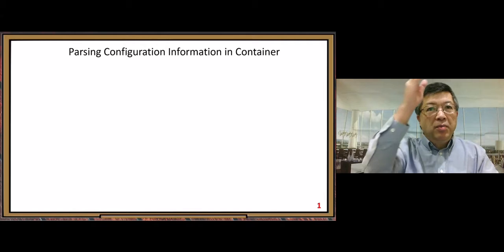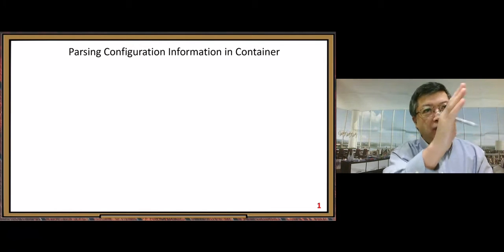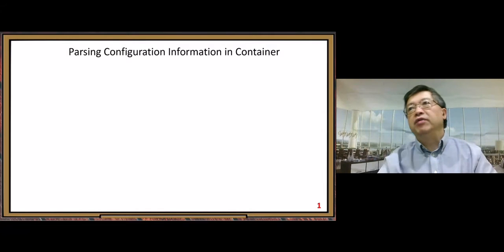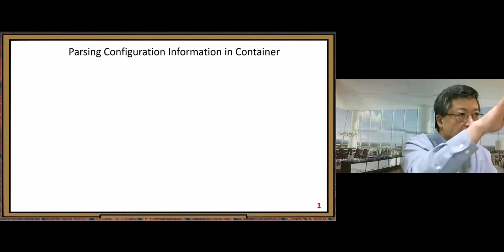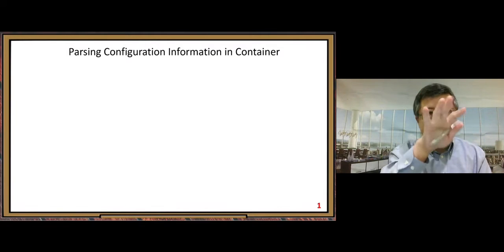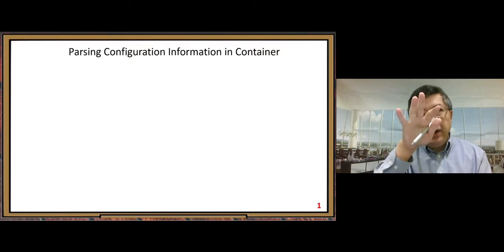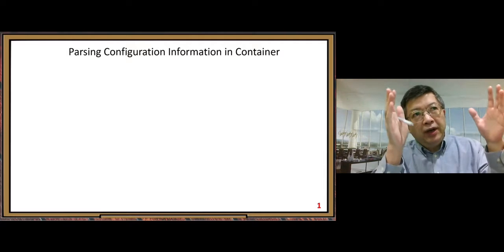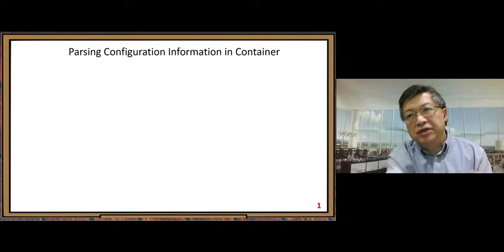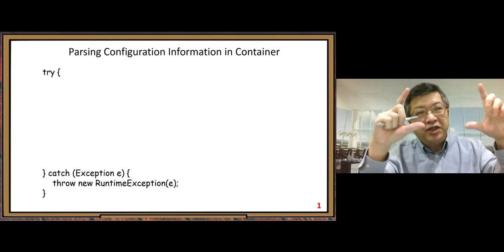First, parsing configuration information in the container. We use a text file, right? Two types: one, a java.properties file, another, an XML configuration file. Then some program needs to read the content of the file and process it line by line in the java.properties case, and element by element in the XML case. Now, in our example, we use the java.properties file. Here I want to look at the main processing part.